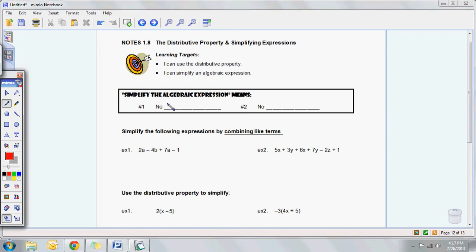It means, first of all, you're going to have no like terms left over afterward, and absolutely no parentheses left over. So if I ask you to simplify it, this is what I'm asking you to get rid of. I'm asking you to get rid of your like terms, and I'm asking you to get rid of those parentheses.